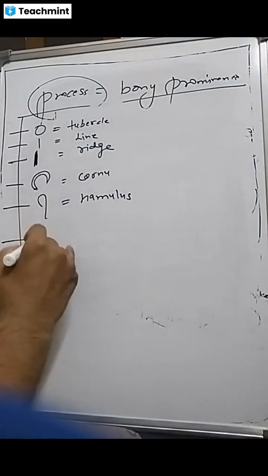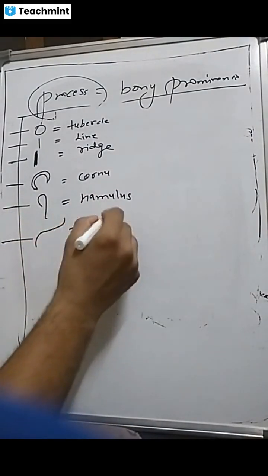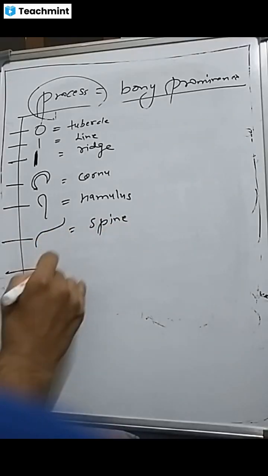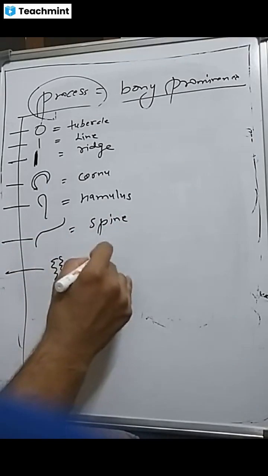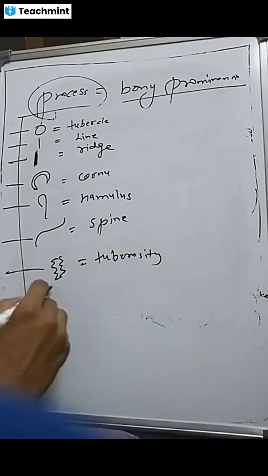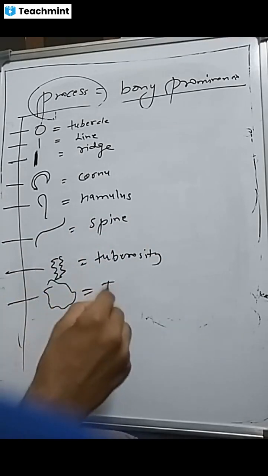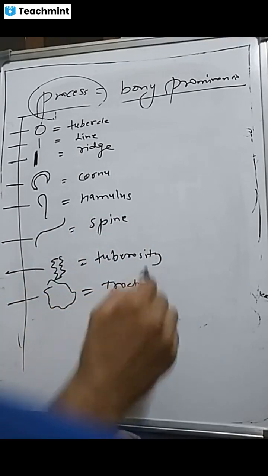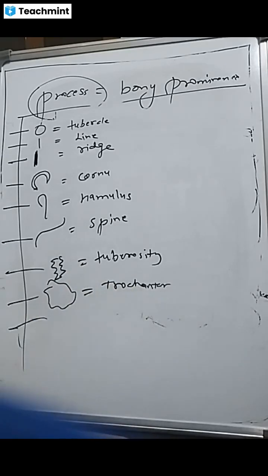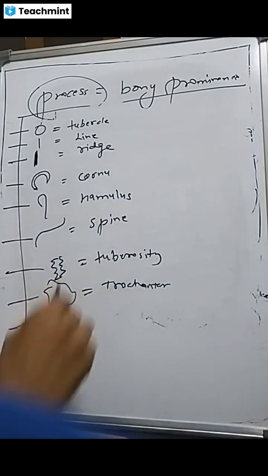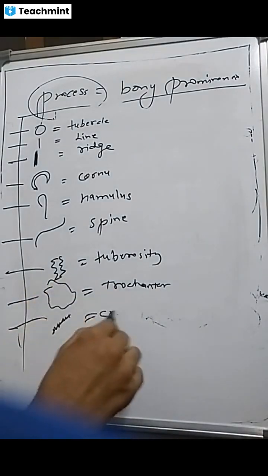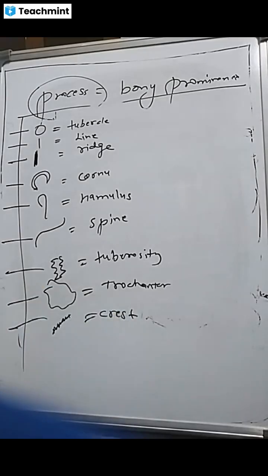If it is elevated, it is called spine, like your scapula. If it is rough and elevated, it is called tuberosity. If it is excessively developed, it is called trochanter. If it is sharp, it is called crest.